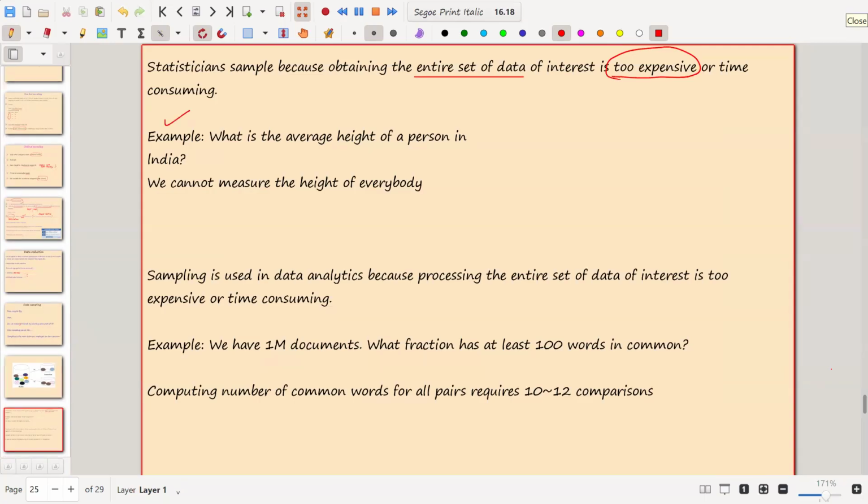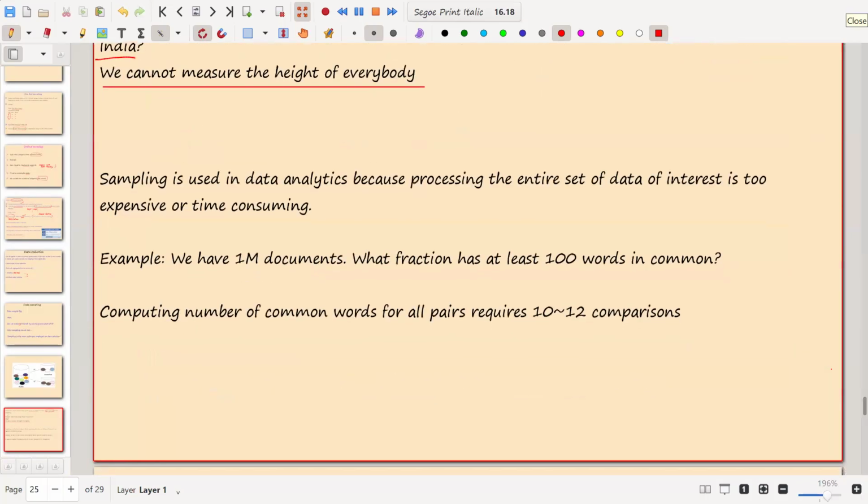So one example to ask is, what is the average height of a person in India? You cannot measure the height of every one person. Okay. So sampling, therefore, is a technique used in data analytics because processing the entire set of data of interest is too expensive and computationally time consuming.